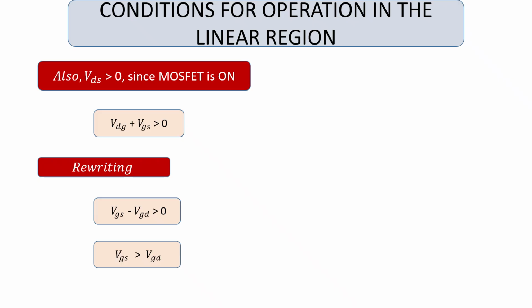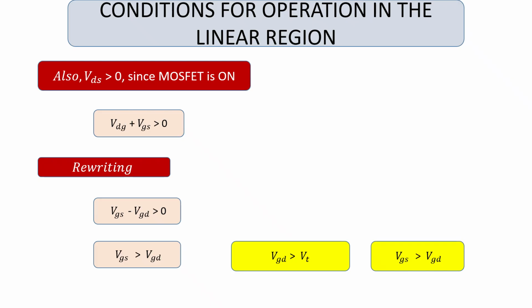VDS should be small to keep the MOSFET in the linear region. But if it is too small, it will turn off the MOSFET. So VDS should be greater than 0. We can split VDS as VDG plus VGS. VDG can be rewritten as minus VGD. So VGS minus VGD should be greater than 0, which yields VGS should be greater than VGD. So the two essential conditions for the MOSFET to be in the linear region are VGD should be greater than VT and VGS should be greater than VGD.